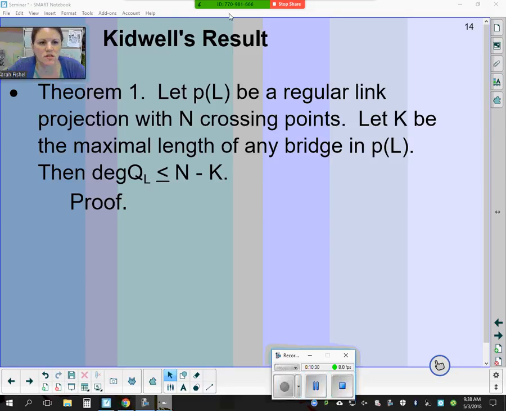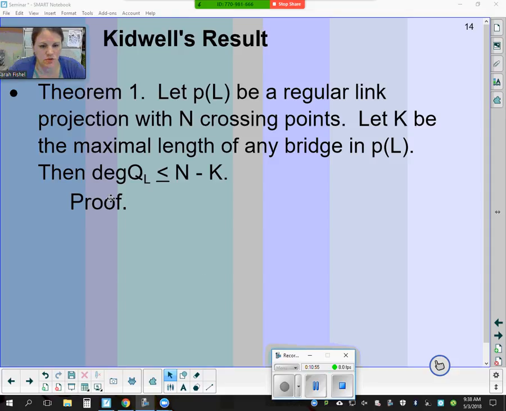Okay, so Kidwell's main result, theorem 1. Let the projection of L be a regular length projection with n crossing points. Let K be the maximal length of any bridge in our projection. Then he's saying the degree is less than or equal to n minus k.